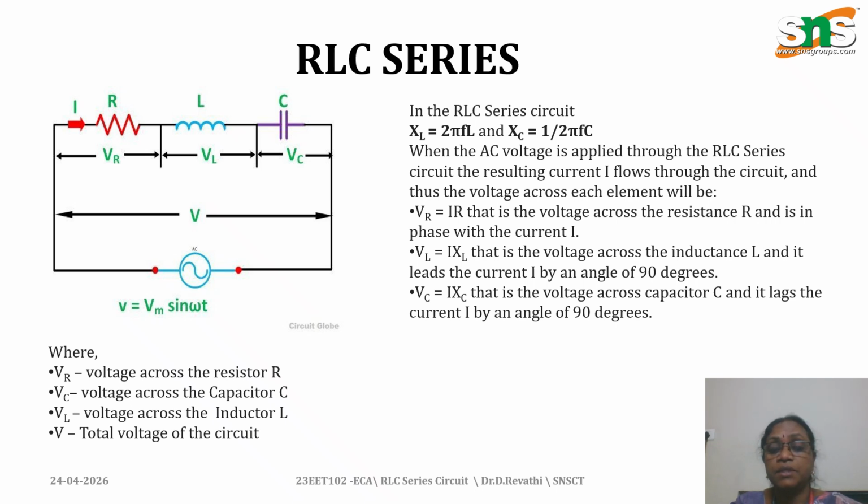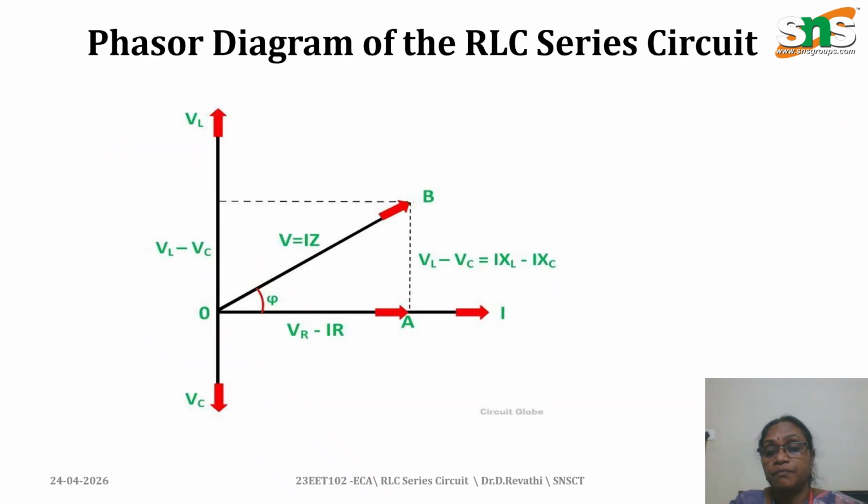Always, the voltage across the inductor leads the current by 90 degrees, and the voltage across the capacitor lags the current by 90 degrees. So this is the phasor diagram.